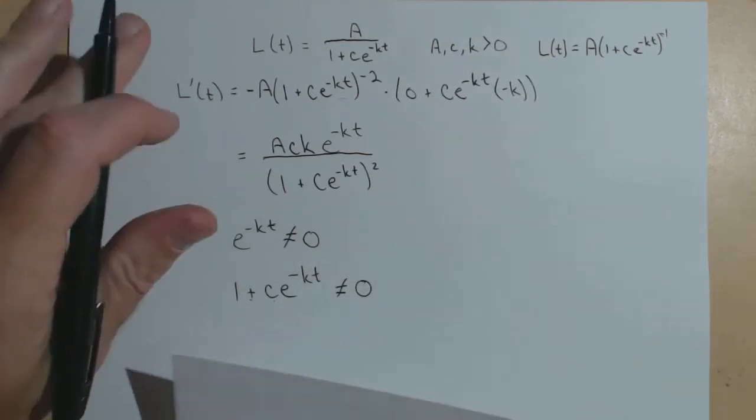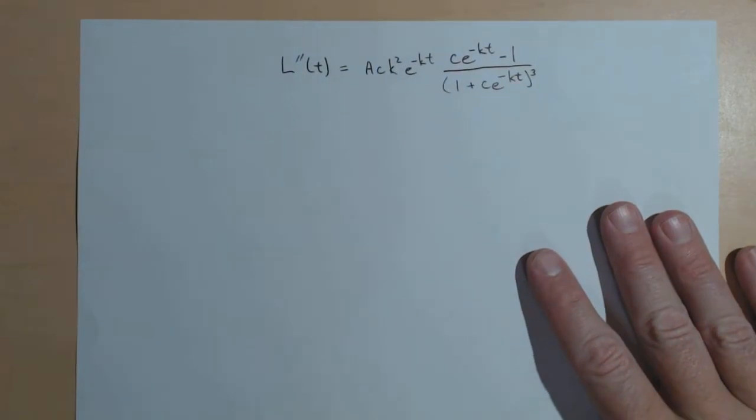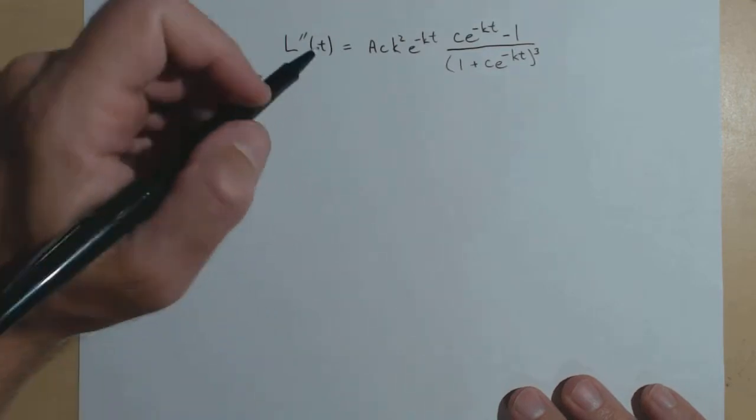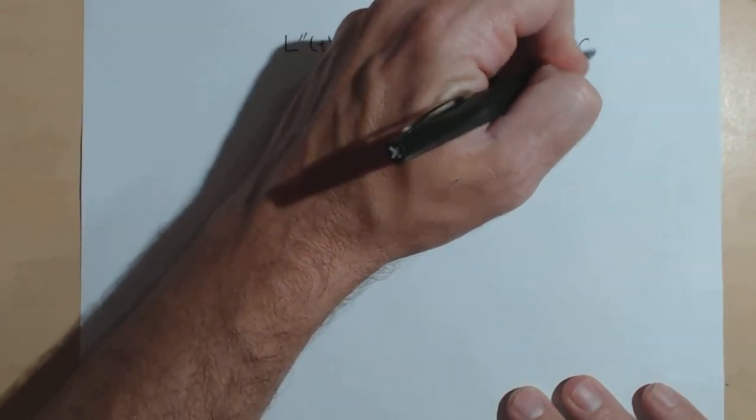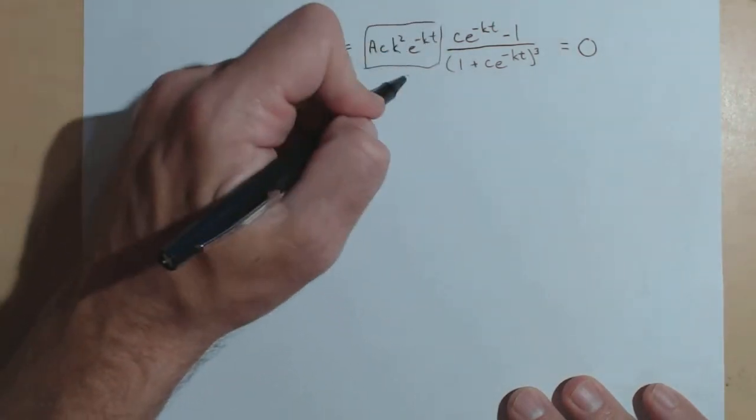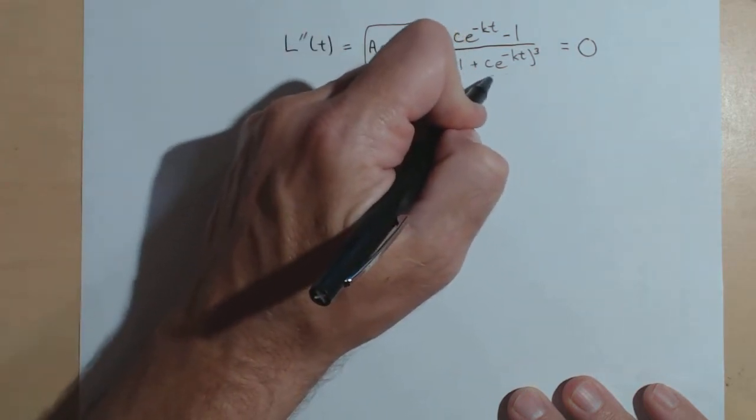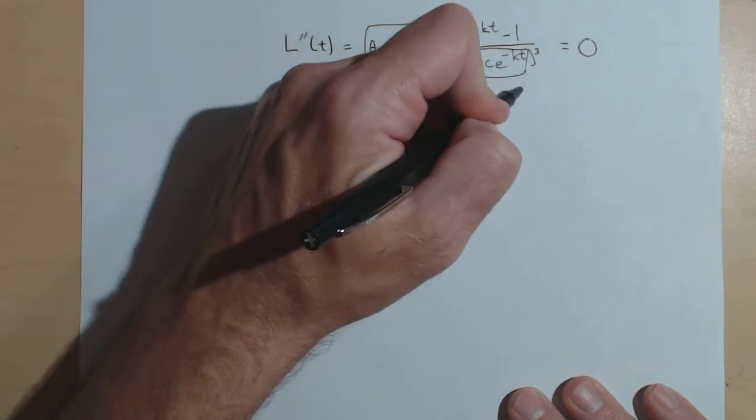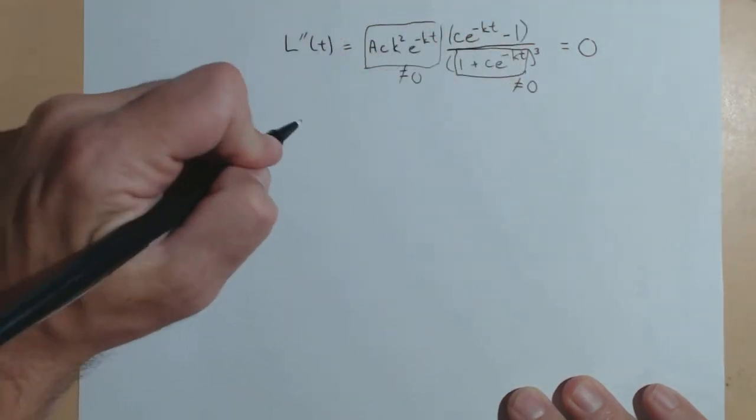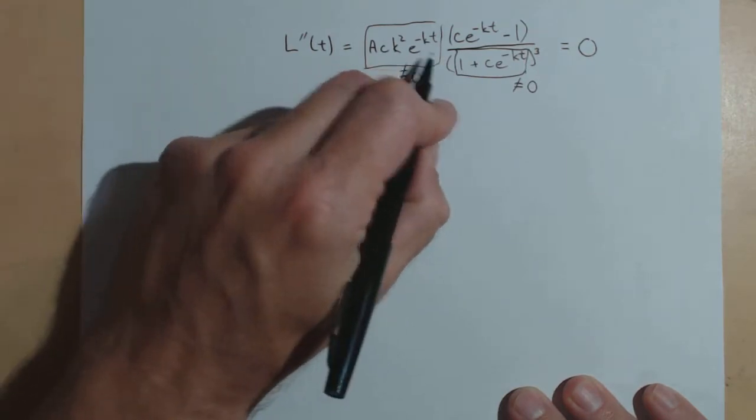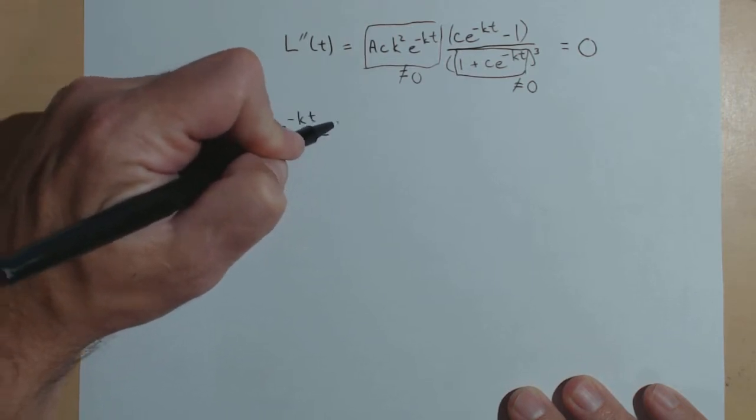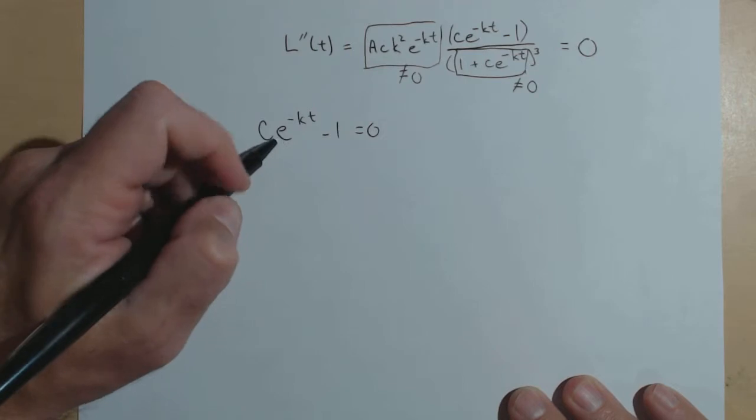For part B, they actually give us the second derivative and ask us to find all the values of t for which the second derivative is 0. So we're going to set this thing equal to 0. Now similarly, this part here will never equal 0, and this part here will never equal 0. The only thing that could possibly be 0 is this numerator here. So the arguments on these two are the same as they were for the first derivative. ce to the negative kt minus 1 equal to 0, and we're going to solve.